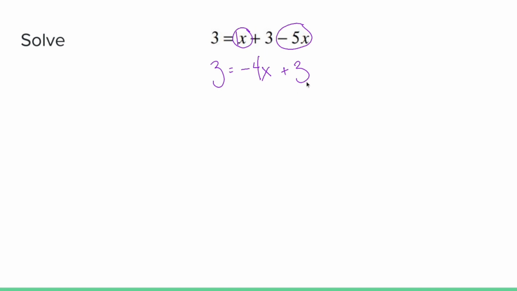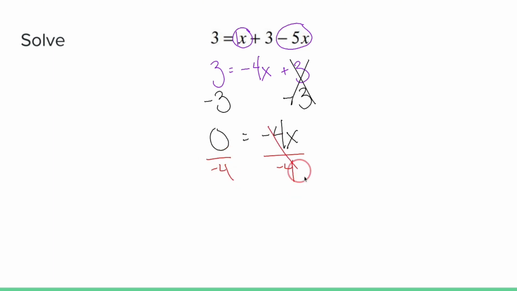So get rid of plus 3 by doing the inverse of it, which is minus 3. Subtract 3 from both sides. 3 minus 3 is 0. You might be looking at that and thinking, oh, I did something wrong. No, you didn't. If you take negative 4 times x and you need to get rid of negative 4, do the inverse of negative 4, which is divide by negative 4. 0 divided by negative 4 is 0. So all is well. The answer is allowed to be 0.